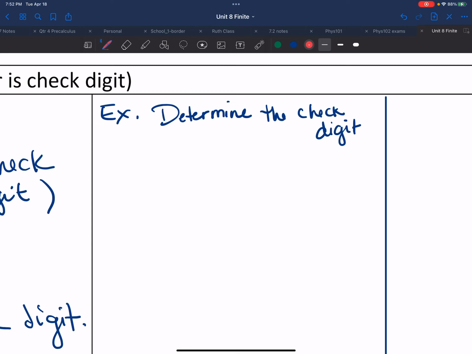So let's look at a number. I've got 7003463779. That's 1, 2, 3, 4, 5, 6, 7, 8, 9, 10. And then I have this mystery check digit, and I don't know what it is. So my job is to actually find it.